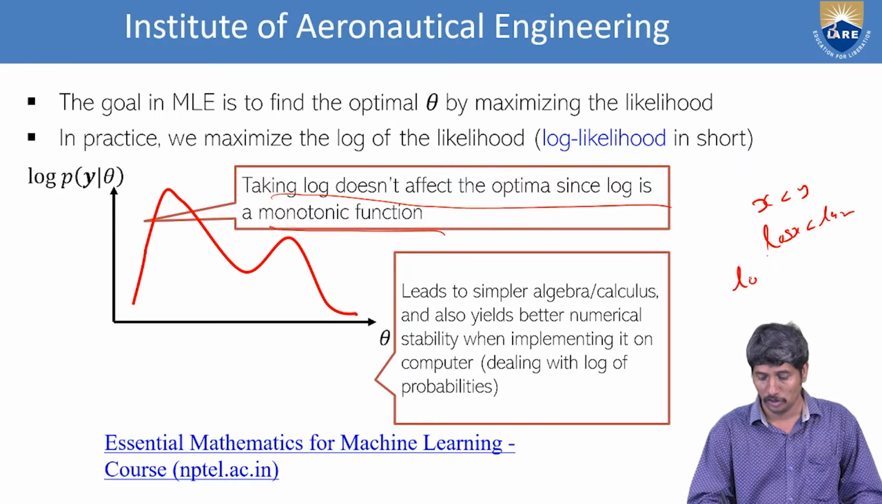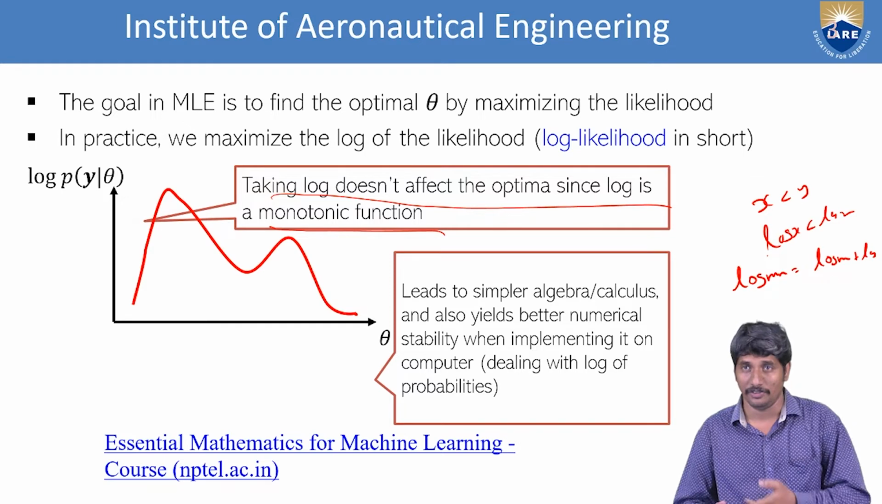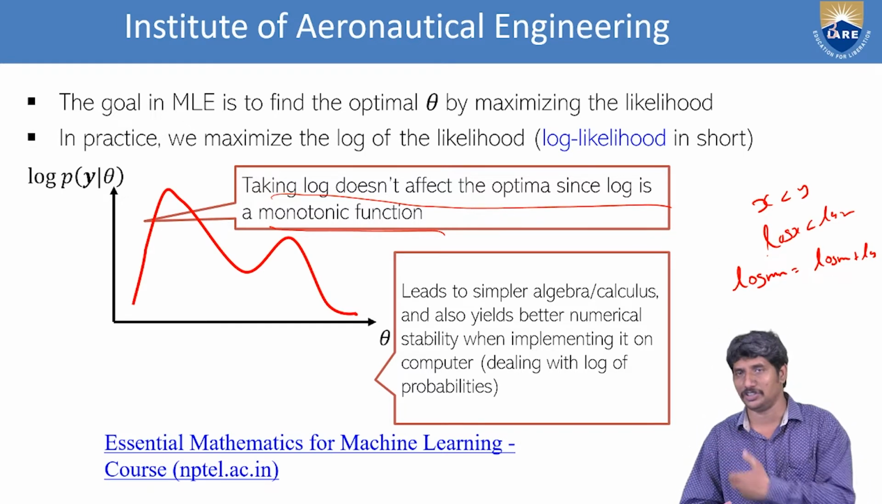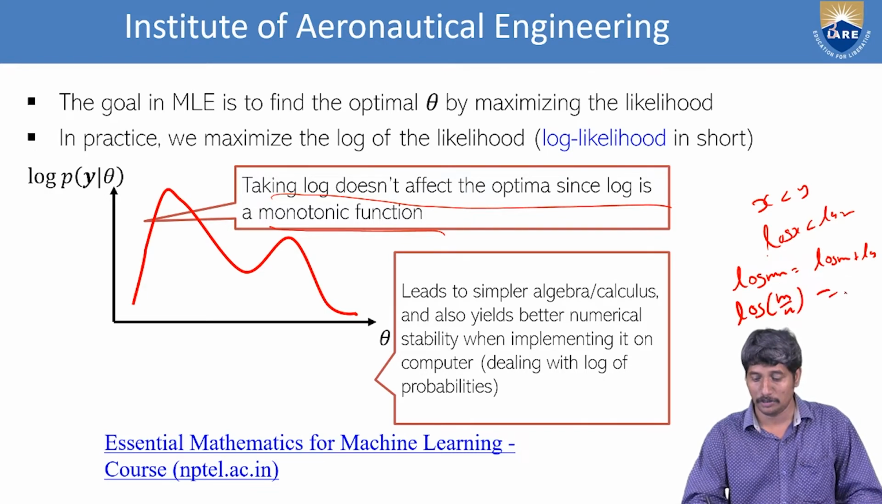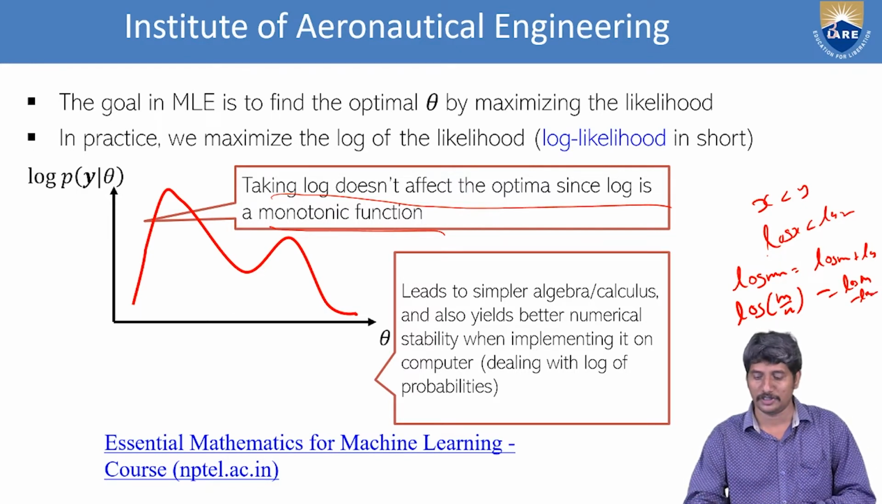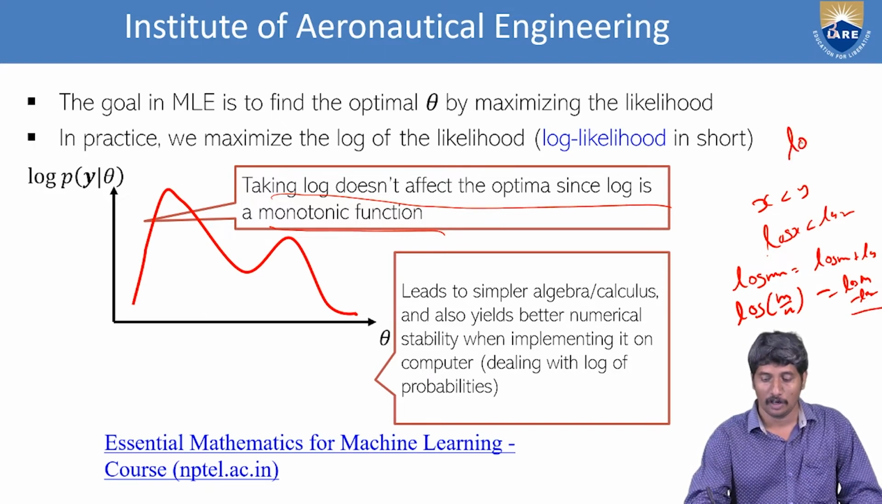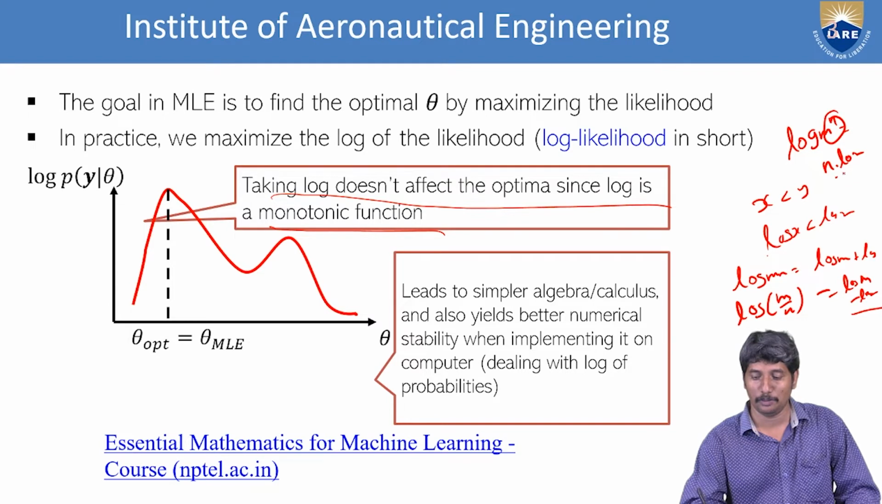As you know, log mn is equal to log m plus log n. That means logarithm makes product into addition. Where is it simpler, multiplication or addition? Addition, definitely. And log m by n is nothing but log m minus log n. You can tell whether division is simple or subtraction. Obviously subtraction. That means logarithm converts division into subtraction. Similarly, log m power n is equal to n times log m. That means it converts a big power into a simple product of two numbers.